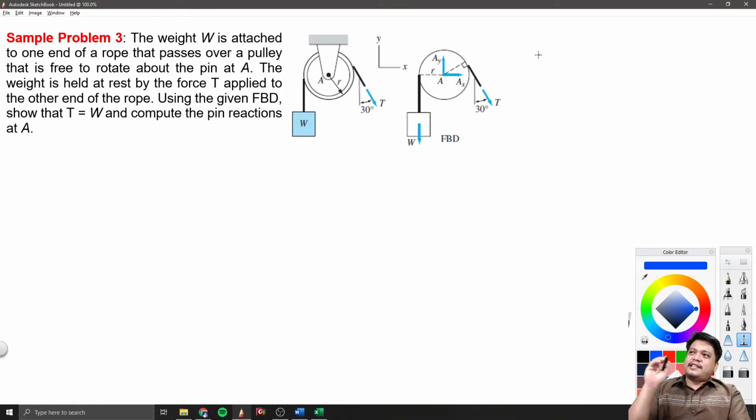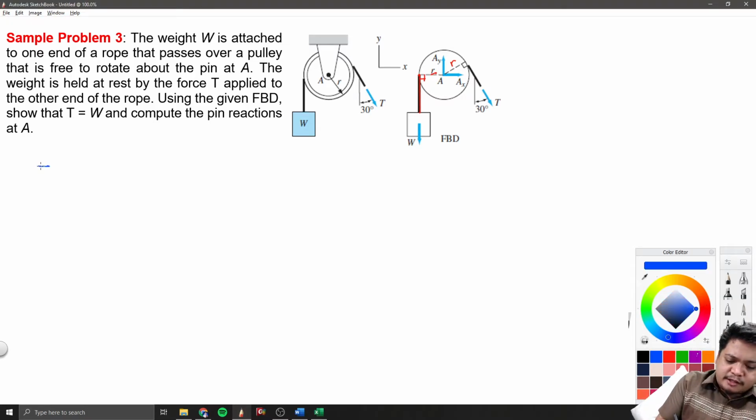Now, since this is a cylinder, or pulley, it is round, so this R is also equal to this R. Okay? In short, this force here, which is the weight, is tangent at that point. Okay? If I take the moment at point A, for it to be in equilibrium, it should be equal to 0. Okay?